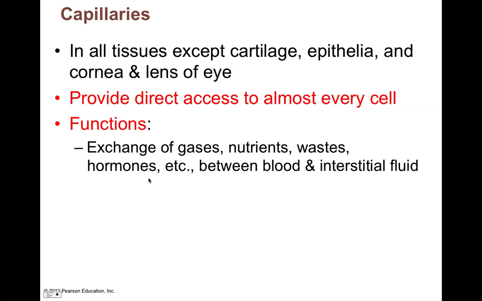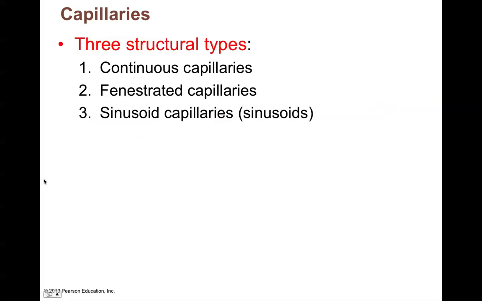They also deliver hormones between the blood and interstitial fluid, the fluid surrounding the cells. And then from the interstitial fluid, the materials will be exchanged with the actual cells. There are three structural types of capillaries: continuous capillaries, fenestrated capillaries, and sinusoid capillaries, or sinusoids.